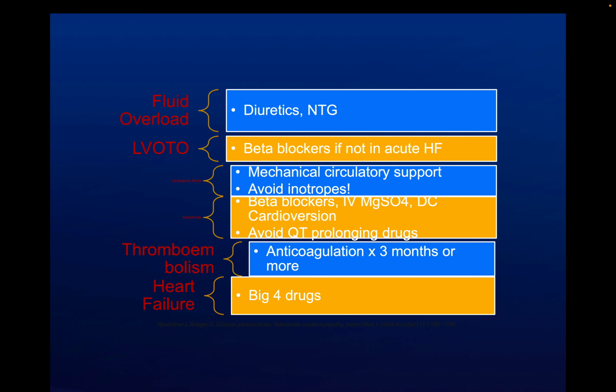Management remains the same, where diuretics and nitroglycerin can be used for fluid overload. If the patient is not in acute heart failure, beta blockers may be given, thromboembolism prophylaxis might be required, and all the 4 foundational drugs might be given for management of these patients. In patients with arrhythmias in this myocardium, it may be beneficial to avoid drugs that prolong the QT interval.